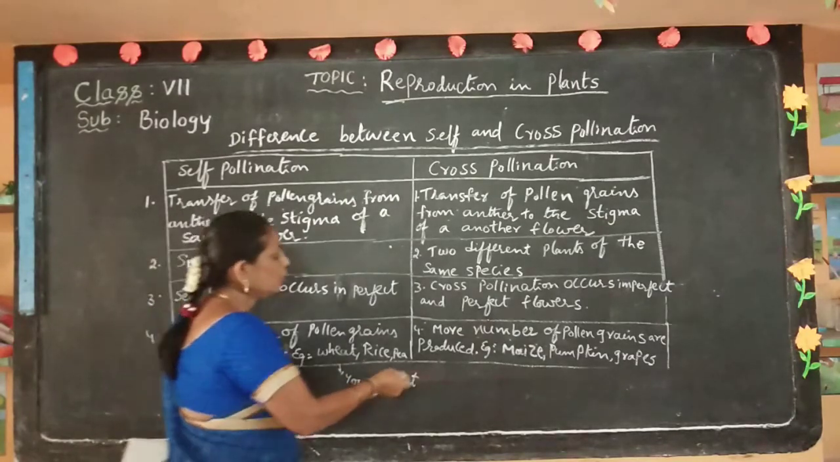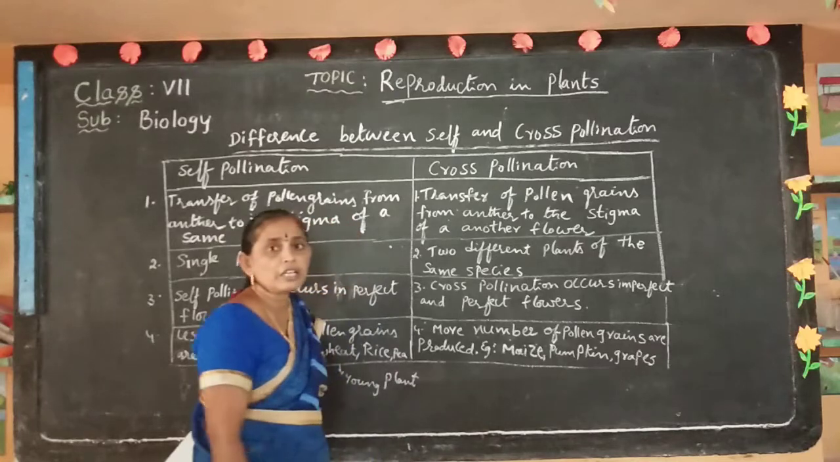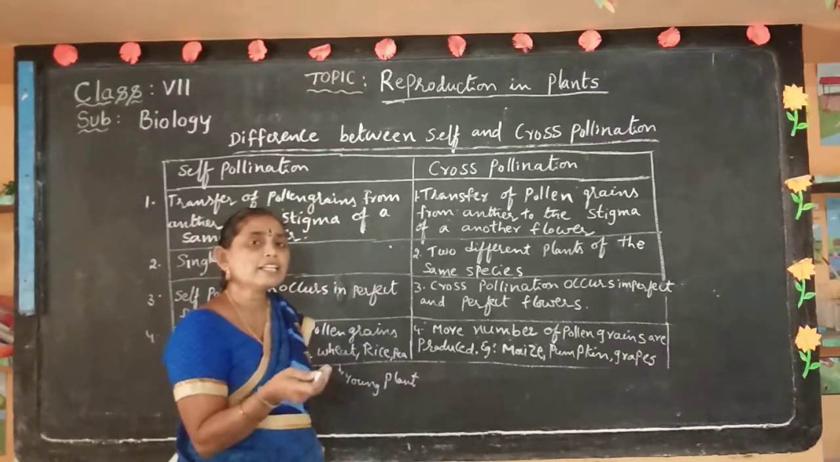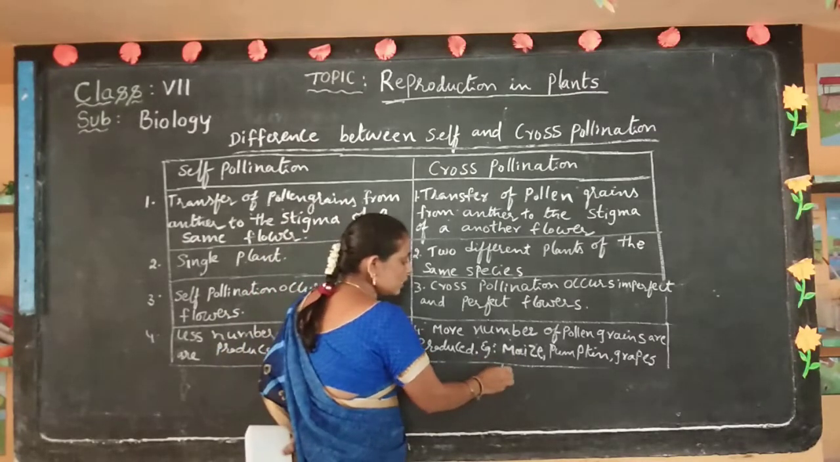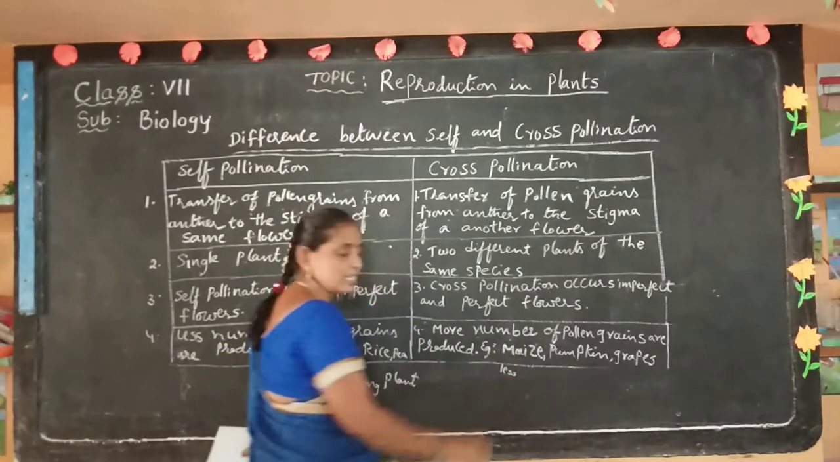Okay, next. In cross-pollination, to avoid any unnecessary characters, for example a plant having less disease resistant capacity.